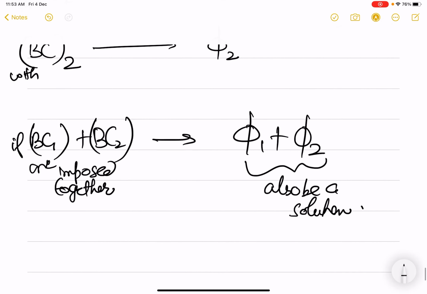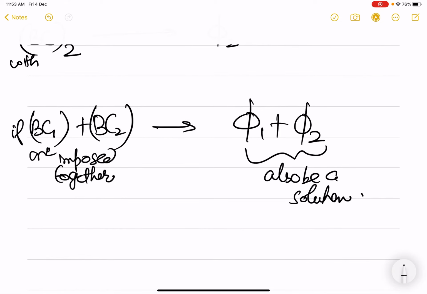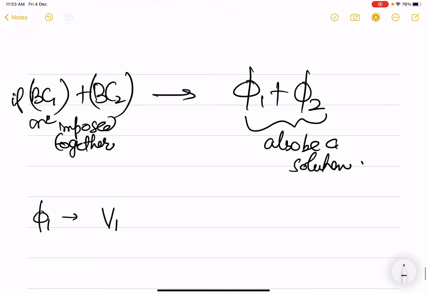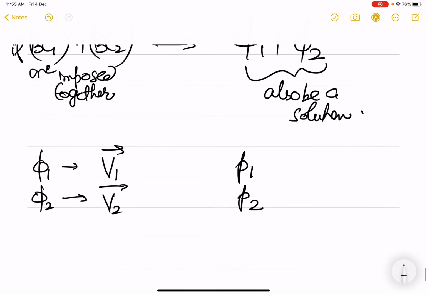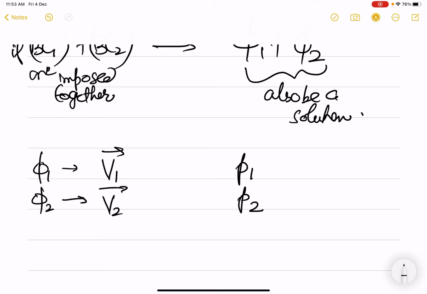Okay, so now let's see, let's say this phi 1 was for boundary condition 1 and we got velocity v1 and pressure p1 corresponding to phi 1. Phi 2 was the solution for boundary condition 2 and corresponding to that we got v2 and pressure p2. Now what we have said is phi 1 plus phi 2 gives us also a valid solution.